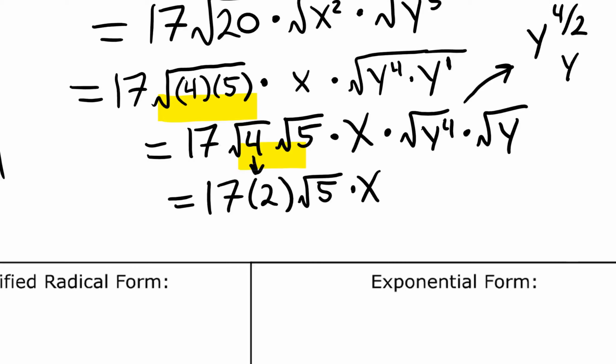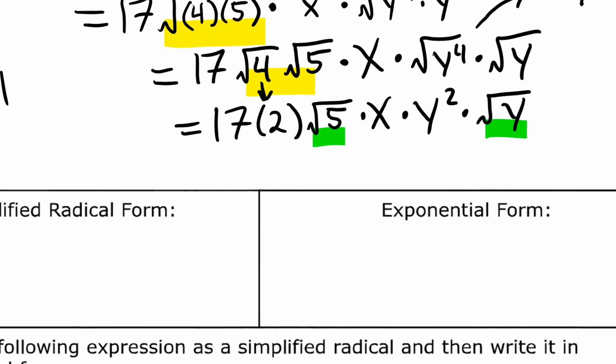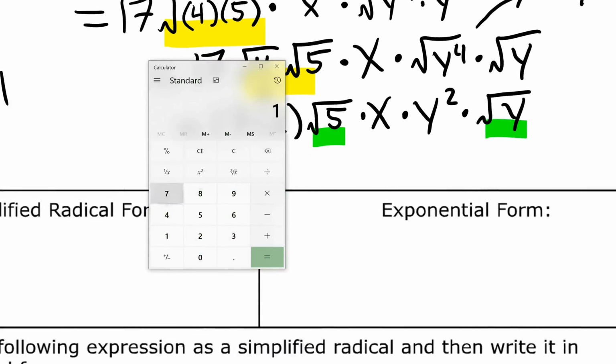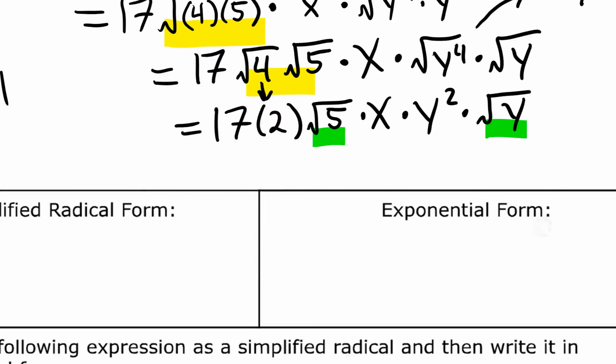4 divided by 2 is just 2. So we can think of that as y squared times the square root of y, and you'll notice that we have two parts that can't be simplified. So we're going to combine those here at the end. Okay, let's see. 17 times 2. I'm not that good at 17 on my multiplication table. 17 times 2 equals 34.